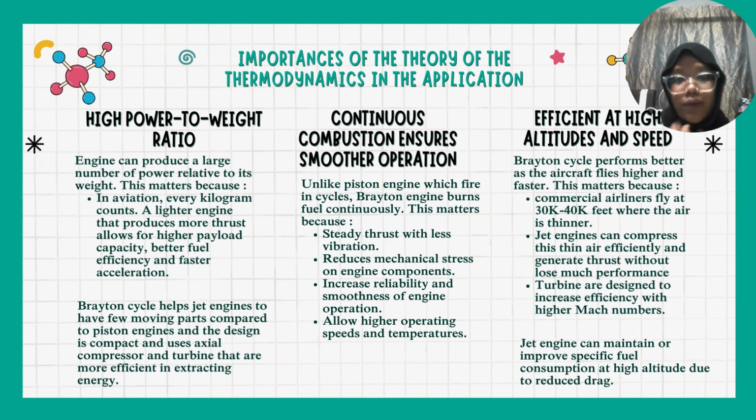The importance of thermodynamics theory in these applications has three points. The first one is high power to weight ratio. Engines can produce a large amount of power relative to their weight. This matters because in aviation every kilogram counts. A lighter engine that produces more thrust allows for higher payload capacity, better fuel efficiency, and faster acceleration. The Brayton cycle helps jet engines have few moving parts compared to piston engines, and the design is compact and uses a compressor and turbine that are more efficient in extracting energy.